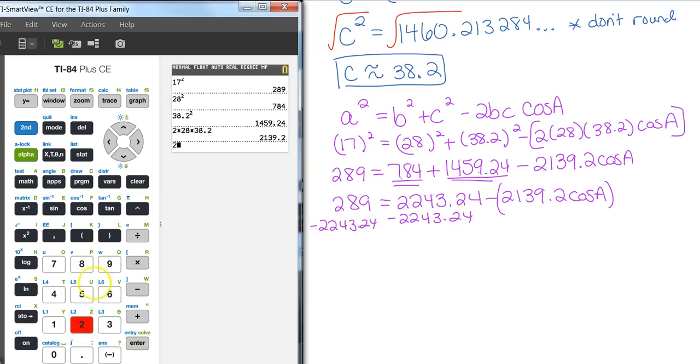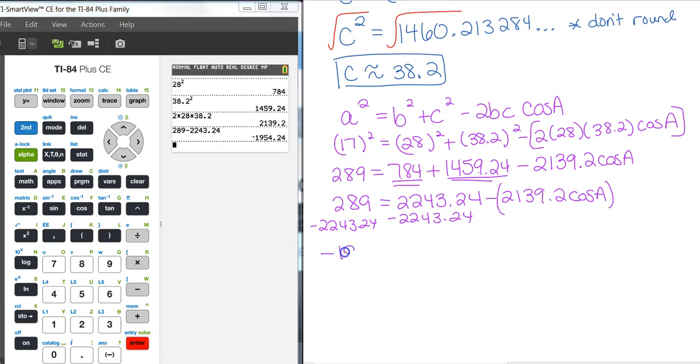So we've got 289 minus 2,243.24. And that gives us a negative 1,954.24 equals a negative 2139.2 times the cosine of A. So now that I have this whole term isolated, I'm going to divide, because it's this times the cosine of A, I'm going to divide.